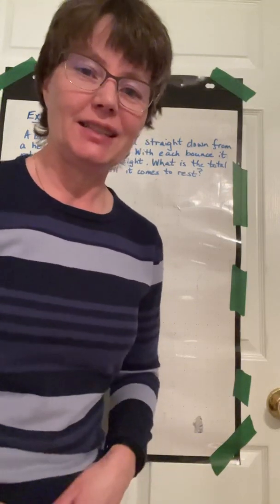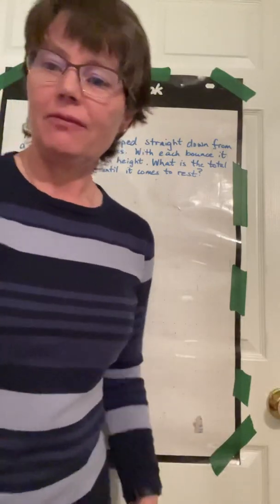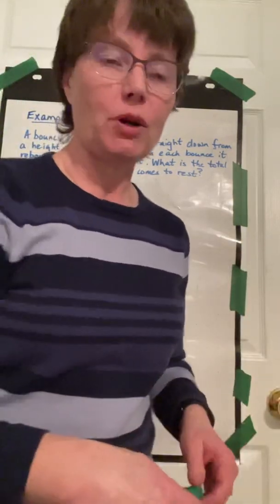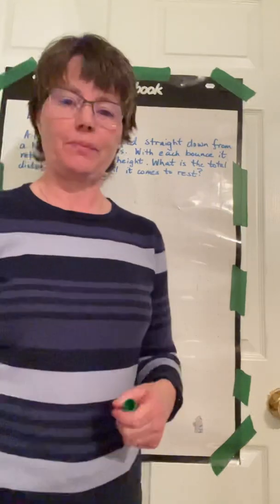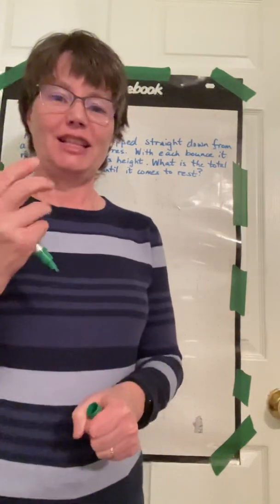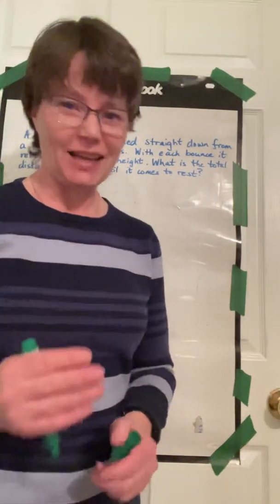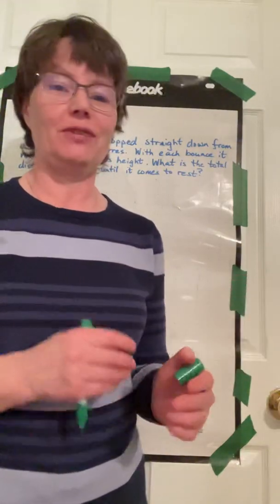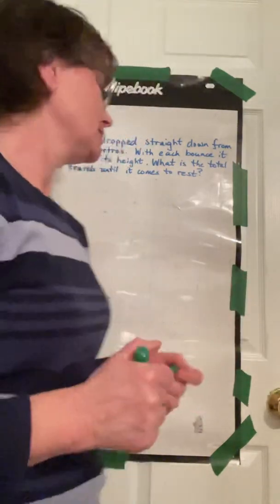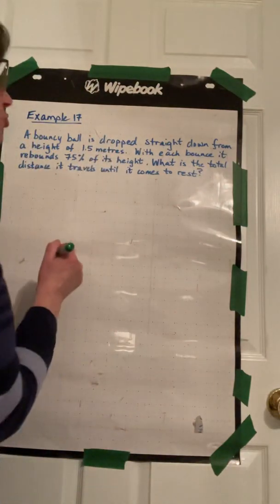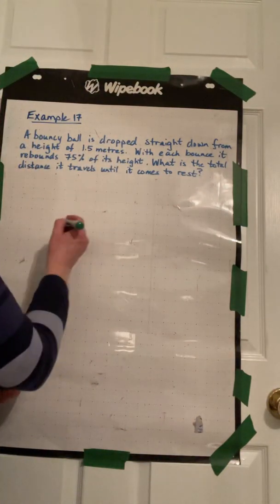Example 17. This is a bouncy ball, and it's going to be an example of a word problem or a real life problem that we can use the formula for adding up the sum to infinity of a geometric series. So sum to infinity. A bouncy ball is dropped straight down from a height of 1.5 meters.